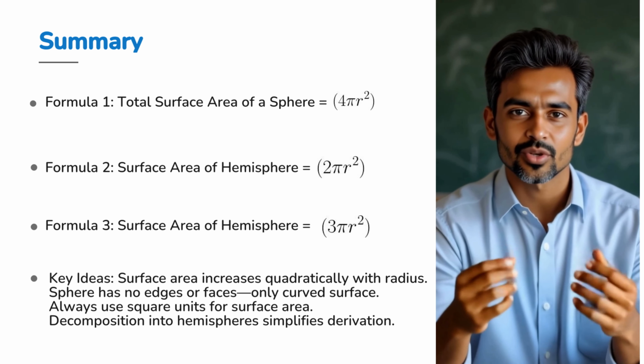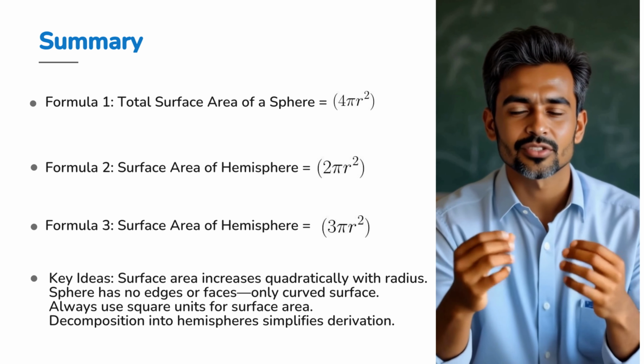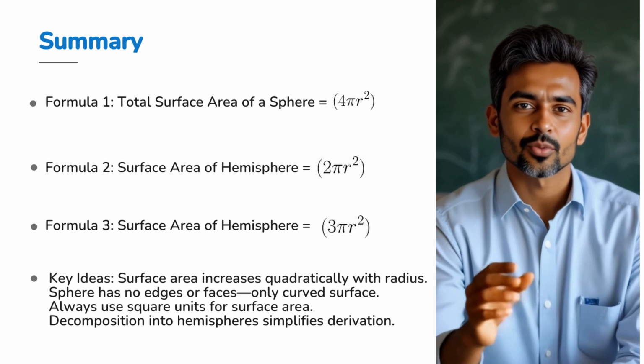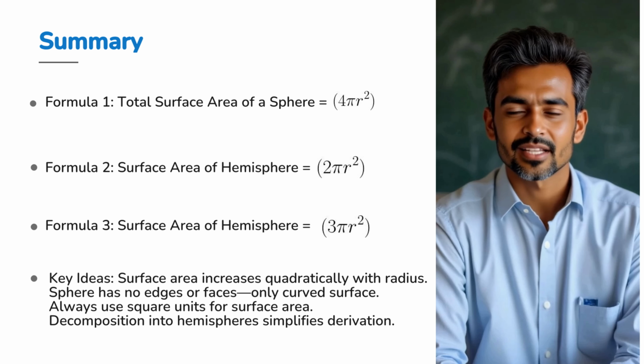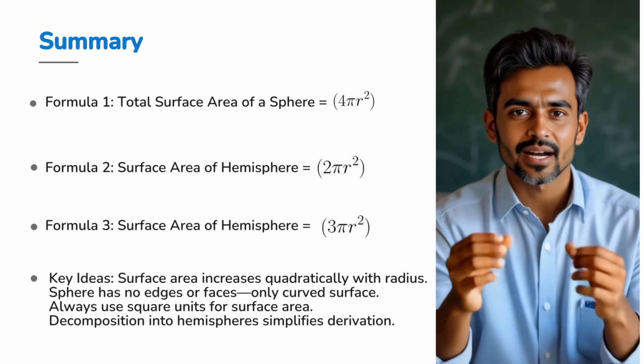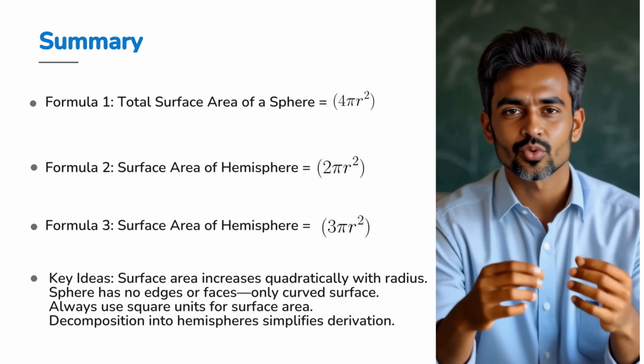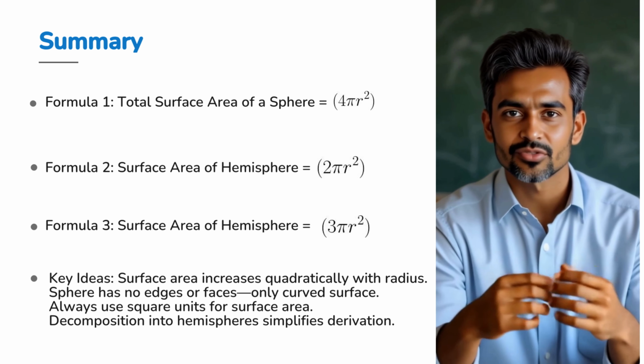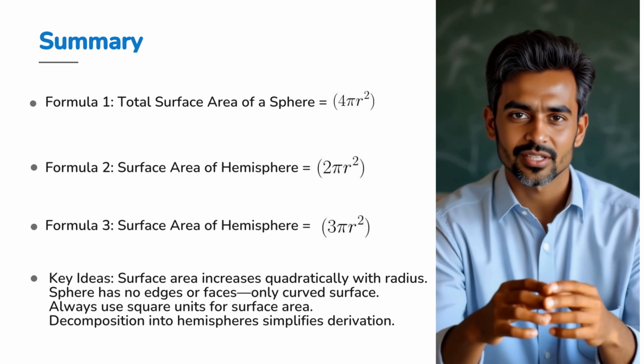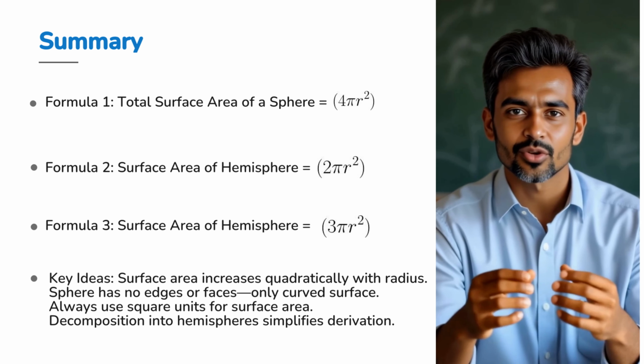Now, a quick quiz for you. If a hemisphere's curved surface area is 140 cubic centimeters, oops, that's not possible. Surface area is not in cubic units. So, catch the trick there. Surface area will always be in square units. That's a critical fact to remember.